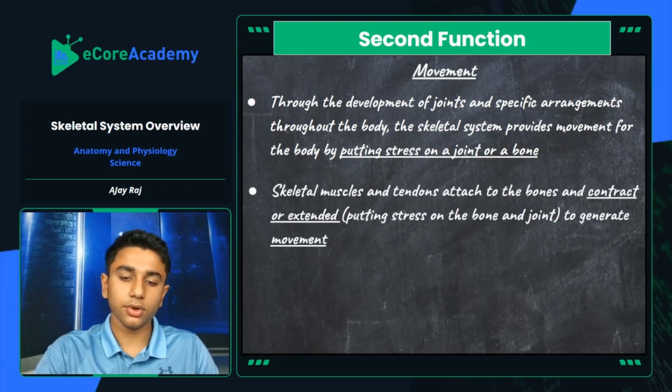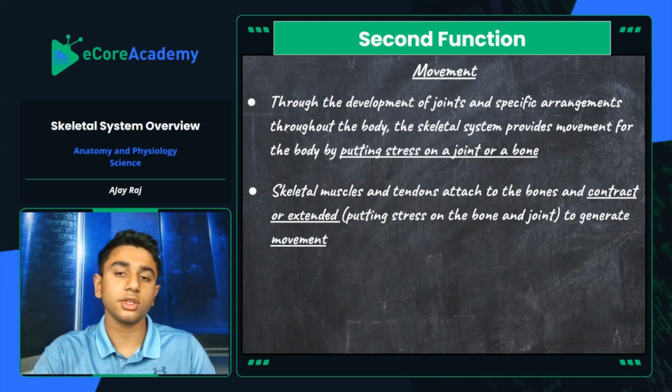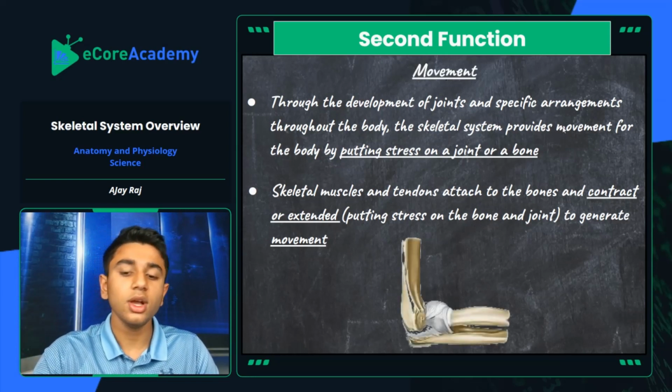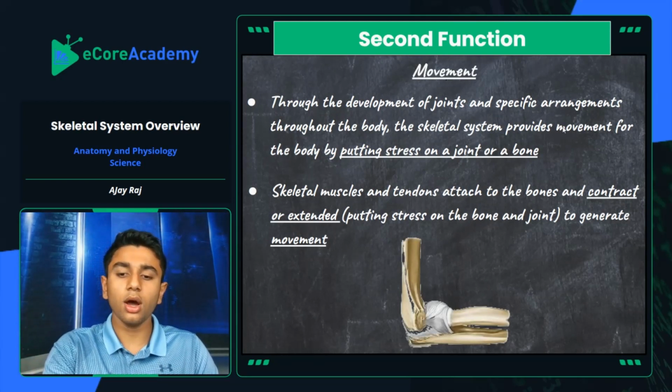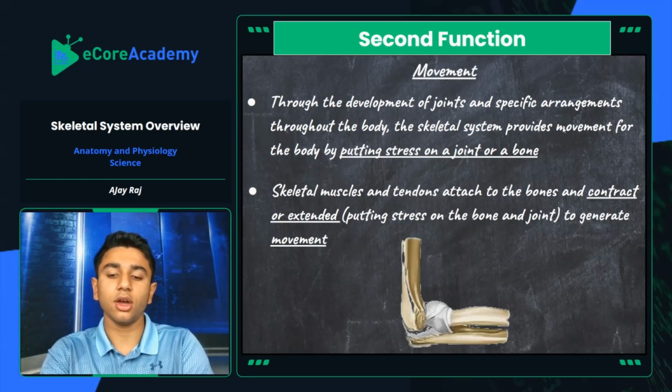So like I said before, skeletal muscles and tendons attach directly to the bones. They're called skeletal muscles because they actually provide that movement. They contract or extend, putting direct stress on the bone and joint to generate any type of movement. So as an example, we have the elbow joint here. And on the top, we have the upper part of the arm meeting into the radius and the ulna.